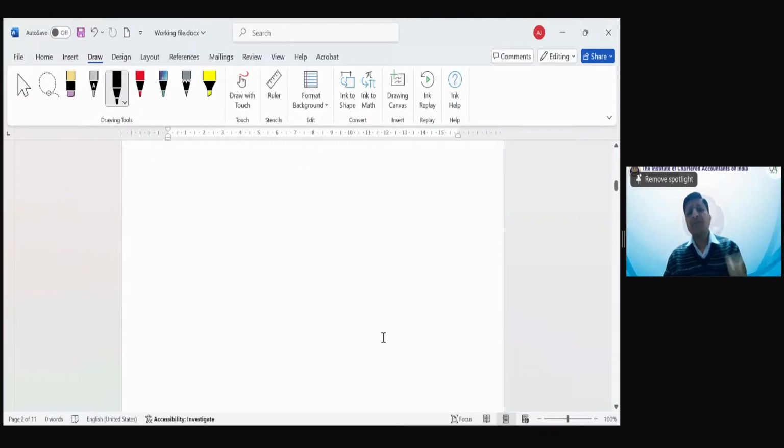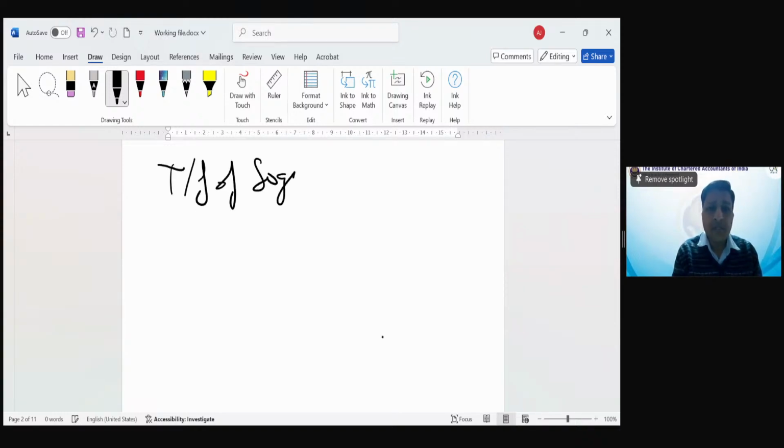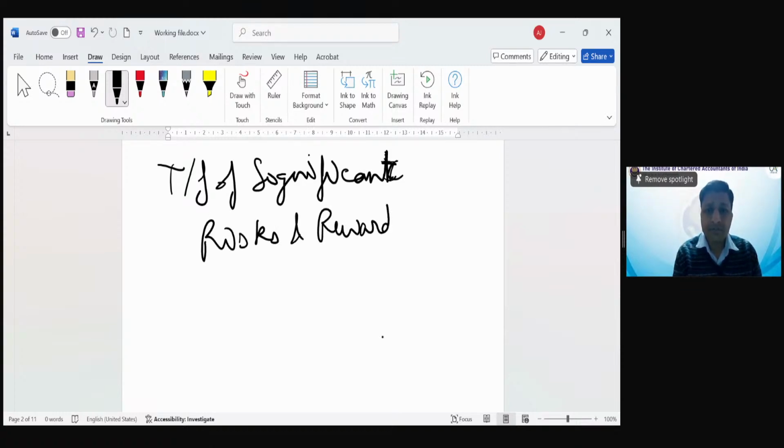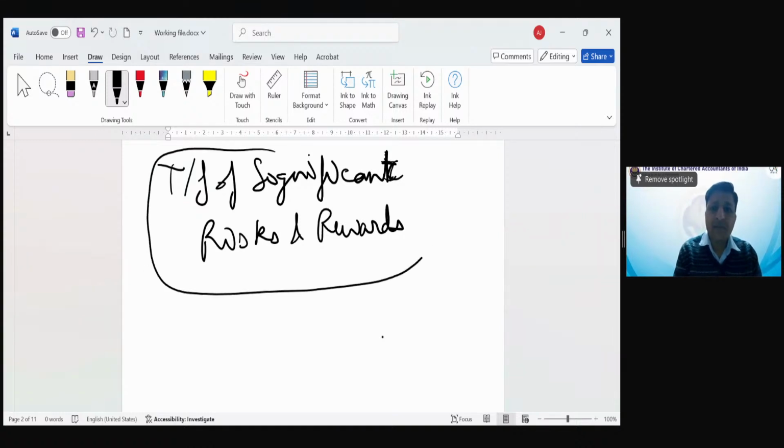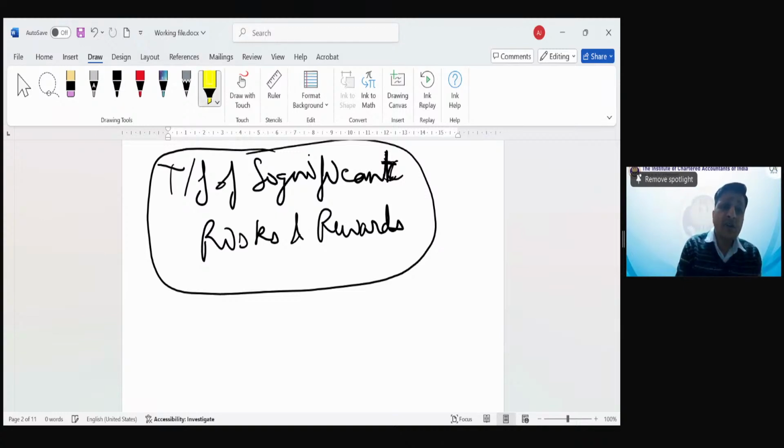Every time whenever the revenue is required to be recognized, what do you need to remember? The most important condition: transfer of significant risks and rewards. Please remember, every time you look for revenue recognition, this condition should be fulfilled.